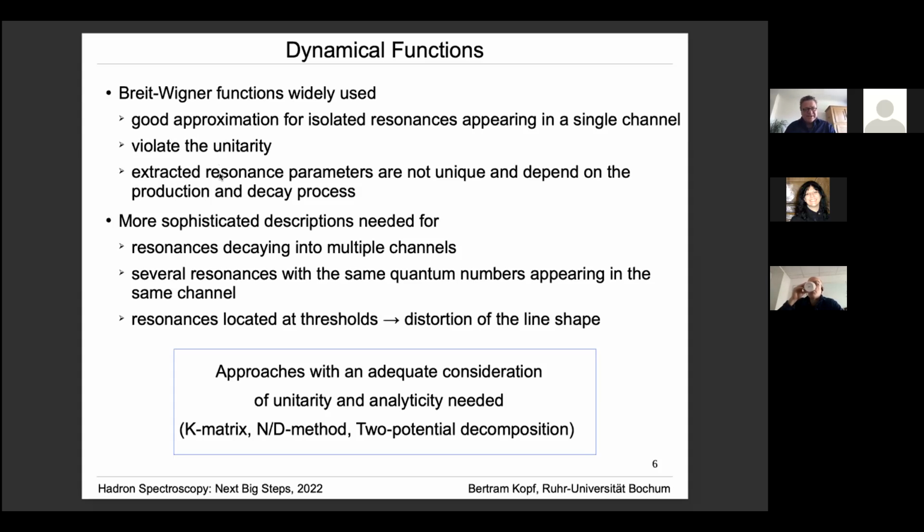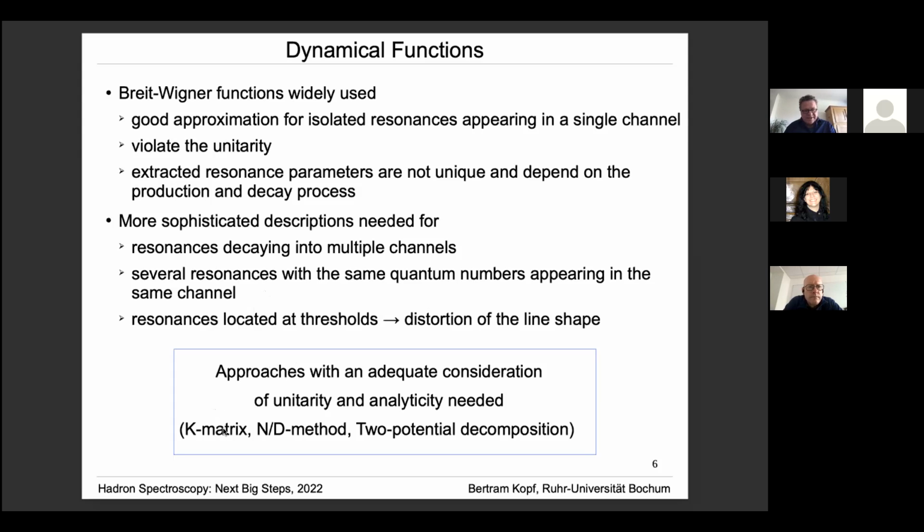So this is really a very big problem, and therefore in a lot of cases it is needed to make use of more sophisticated descriptions, because a resonance decays in general in multiple channels, and several resonances with the same quantum numbers appear in the same channel. This is also a problem, and when, for example, a resonance is located at the threshold, the line shape, so the Breit-Wigner-like line shape, will be distorted. And therefore, one should use approaches with an adequate consideration of unitarity and analyticity.